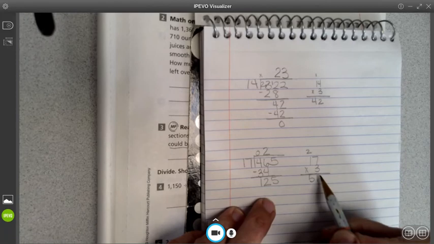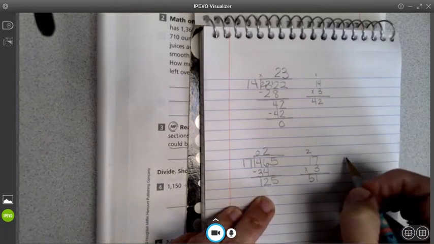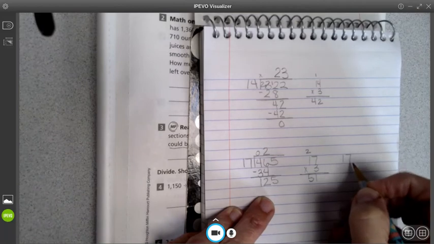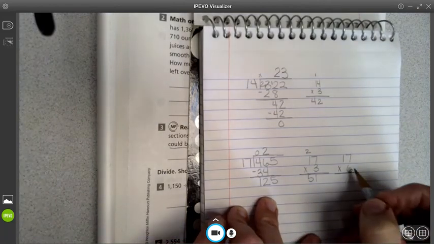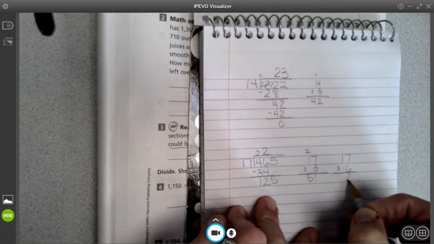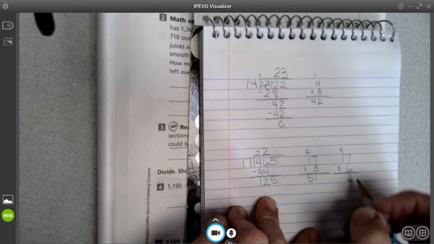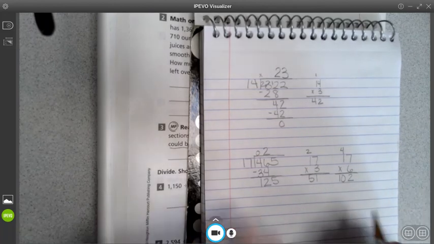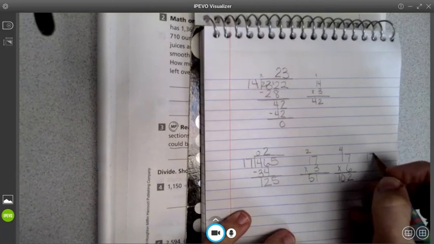Now, I did this guessing and checking. I know 3 isn't going to be big enough here, so I'm going to go maybe a little bit bigger. Let me go with 6. Let's see what happens. Just guessing and checking. 6 times 7 is 42. When I regroup, 6 times 1 plus 4 gives me 10. 102. That's pretty close. I think I might be able to get a little bit closer.